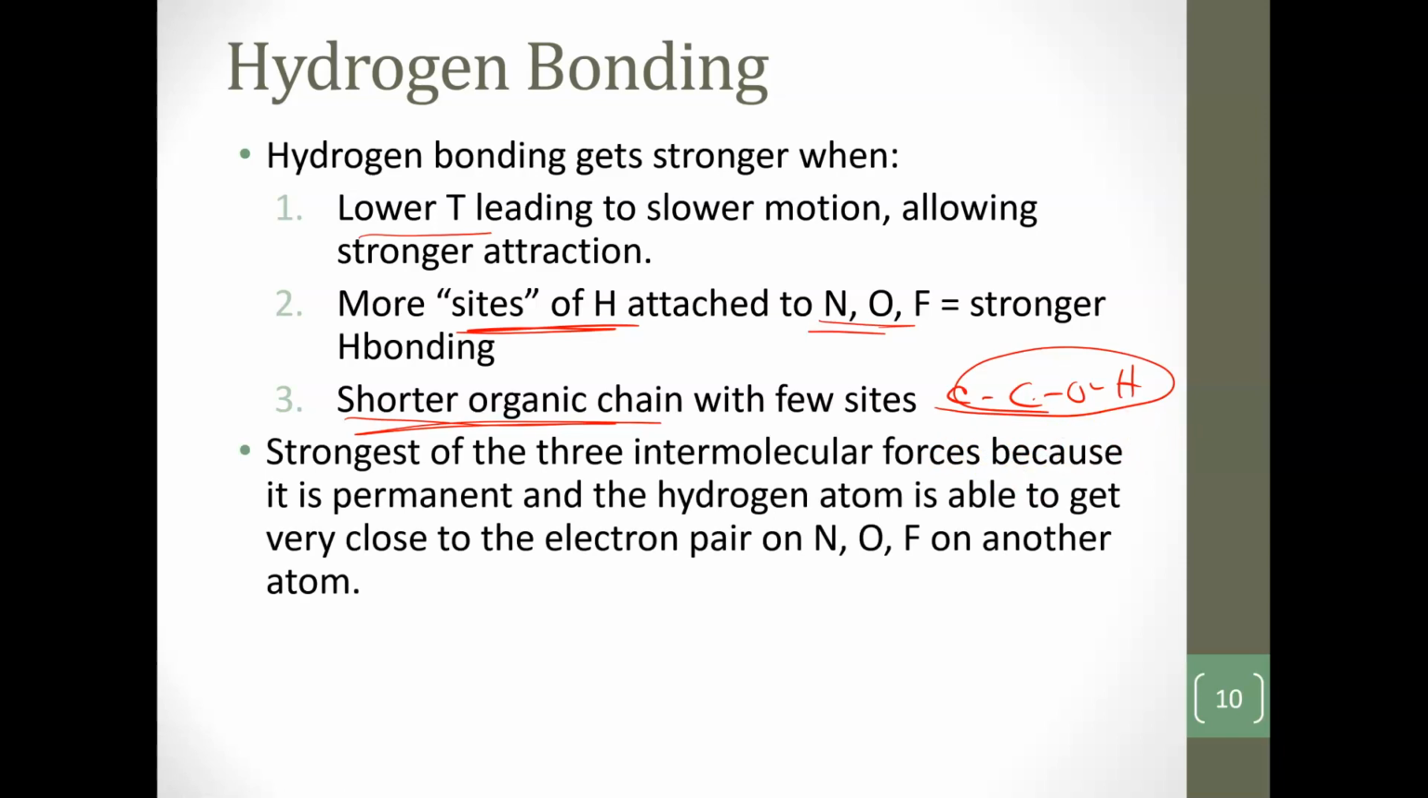Of the three, and I'm going to put in the weak intermolecular forces, it's the strongest because it's permanent and because the hydrogen atom is able to get very close to the electron pair on another atom. And so what you have is, if you had something like N-H, and it's really not an H, it's really more like a proton, and it comes up against something like water, which has lone pairs, it can get really close to those lone pairs. And because it's close to them, that's where you get hydrogen bonding. Okay? That's where it gets really, really strong.